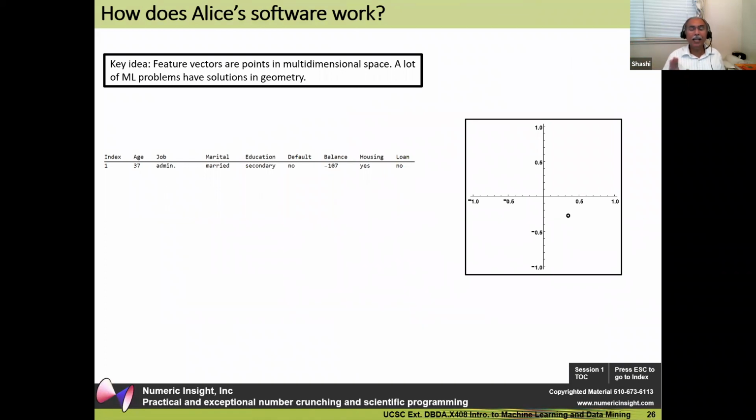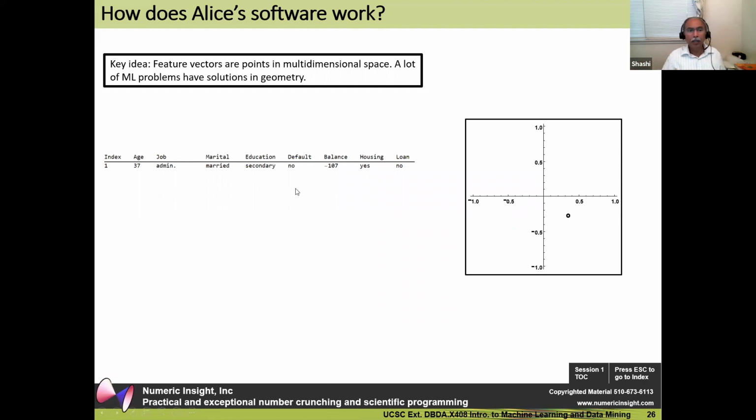So here is a key idea to understand. Feature vectors are points in multidimensional space. A lot of problems in machine learning have solutions in geometry. Just like you think about a plane and points in a plane and drawing lines and circles and so on, you can do the same operations in multidimensional space. As I said before, that's the beauty of linear algebra.